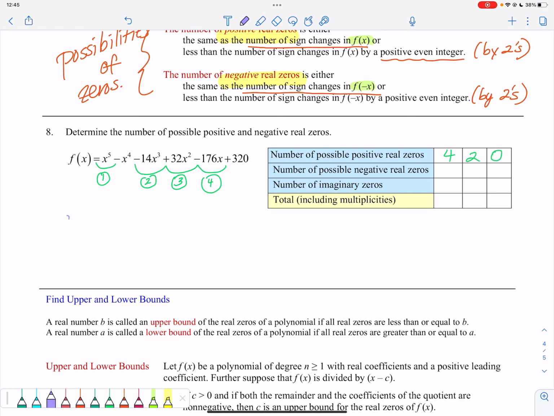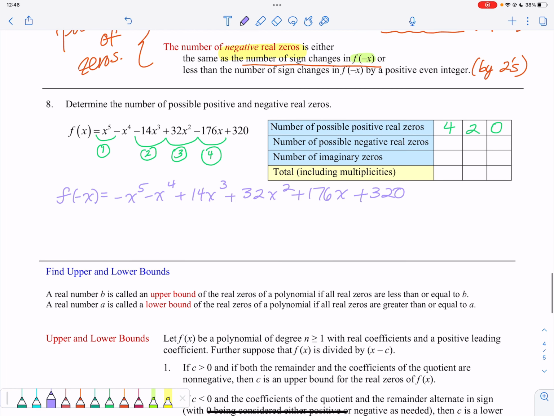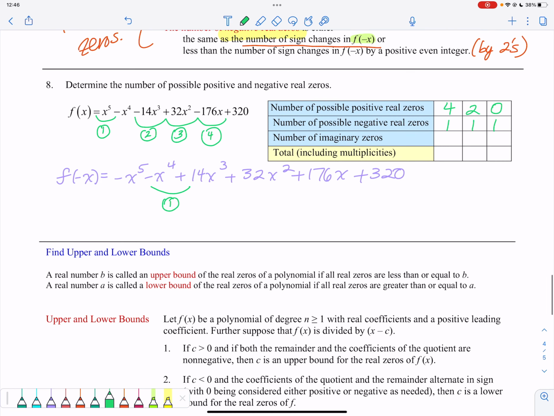Now let's go ahead and find f of negative x, and we will count those sign changes. So we are just plugging negative x in, and as you can see, this is what we get. So now, counting these sign changes, we have 1, and that's it. So now we'll place 1 here, and every one of these has to be 1.